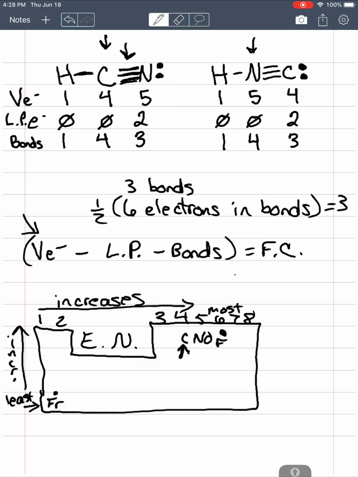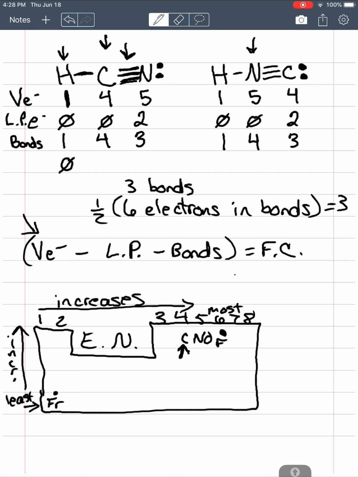All right, so let's do that. Hydrogen has one valence electron. We're talking about this one here. It has one valence electron minus no lone pairs, so we're at 1, minus the bond, which is 1. So we have 1 minus 1, and that's 0.